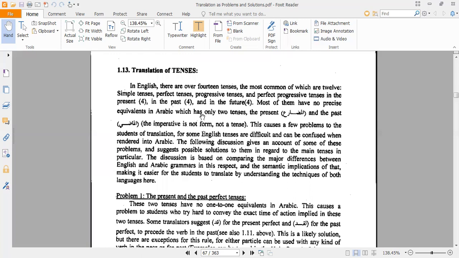Now, translation of tenses. Actually, in English, we have so many tenses. We have present simple, present perfect, present continuous, past simple, past perfect, past continuous, future simple, future perfect, future continuous, future perfect continuous. So we have so many tenses in English, while in Arabic we have only two main tenses: al-mudari wal-madi, the present and the past. Only these two tenses exist in Arabic.